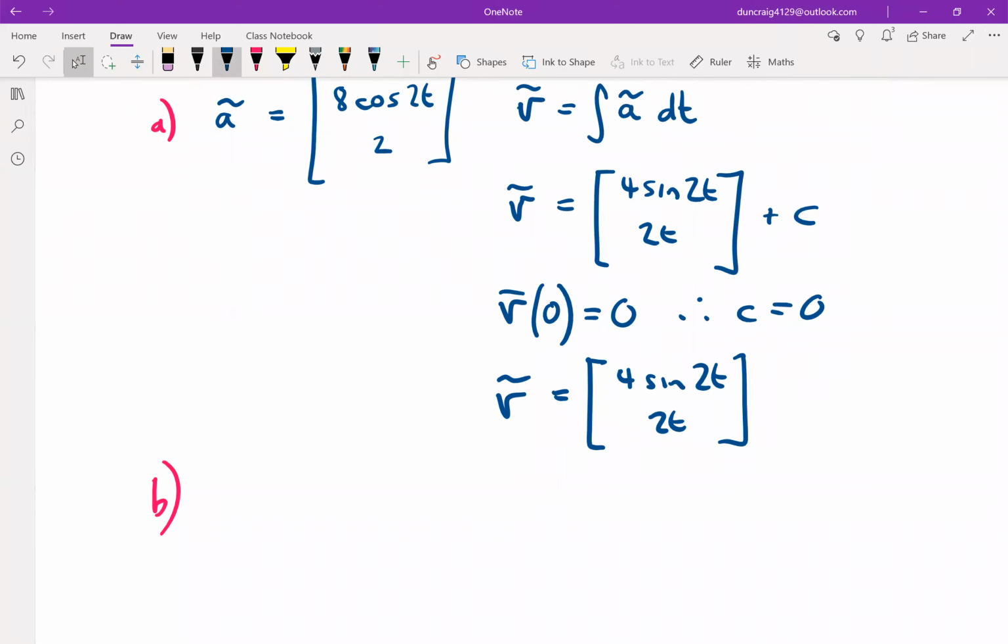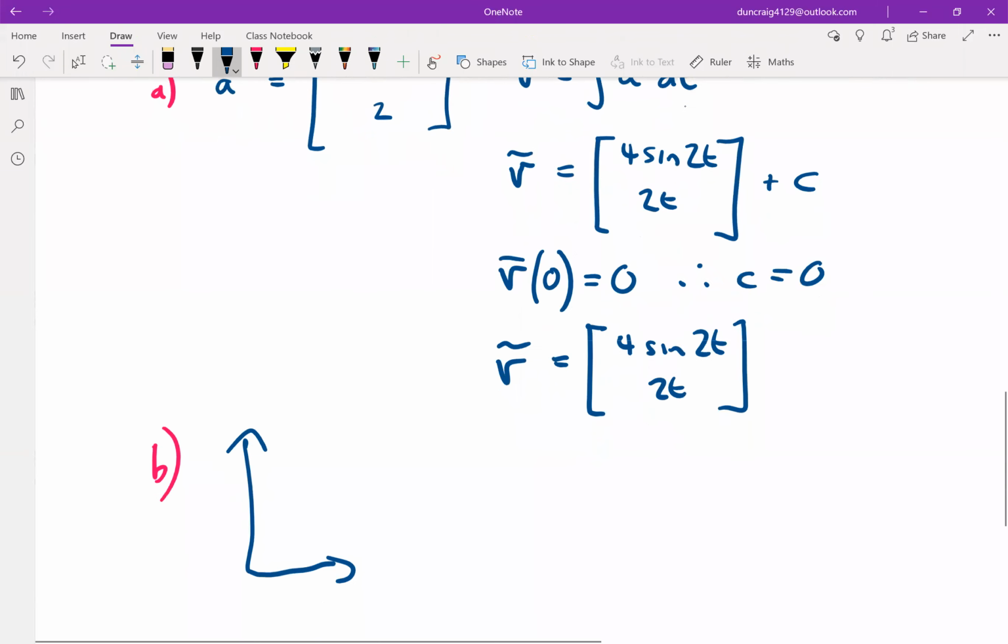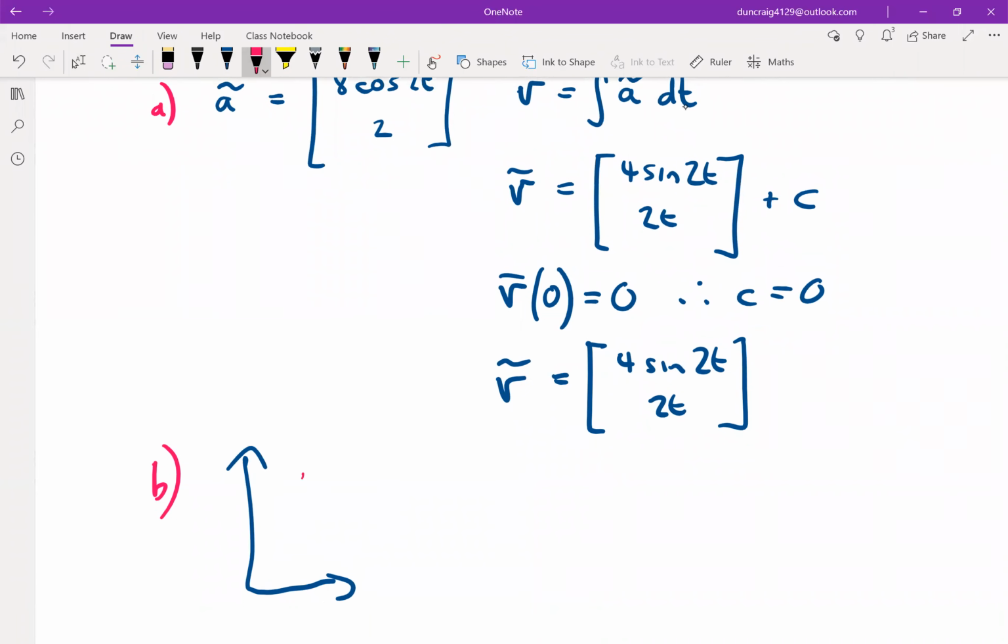So if I draw a little diagram here, we want to know where it is traveling parallel to the y-axis. So where is our graph traveling in that direction? That's when the i component is 0 and the j component is something. So we want to find when 4 sine 2t is equal to 0.